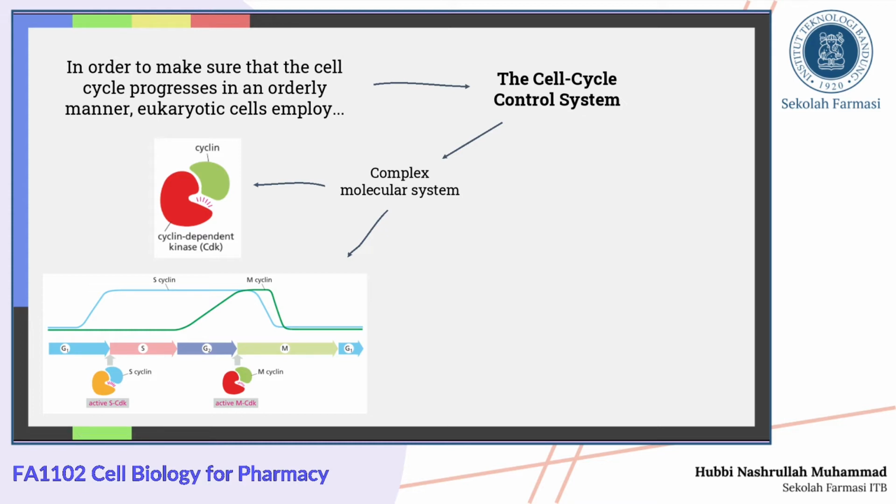There are several types of CDKs, and their concentrations vary during the different phases of the cell cycle, as you can see here on the left. Back to the cell cycle control system in general, the main function of this system is to guarantee that all of the processes in the cell cycle occur in the correct order, and that each process must be completed before the next one starts. In other words, DNA replication must be completed before G2 starts, and mitosis must be completed before cytokinesis, and so on.